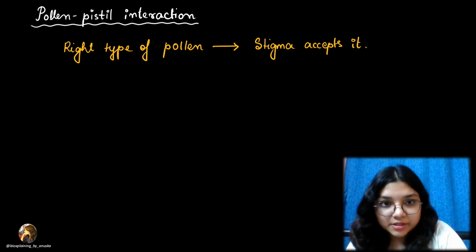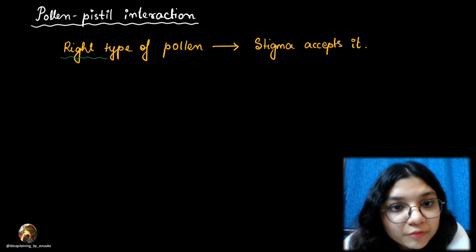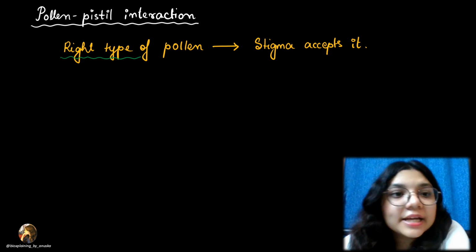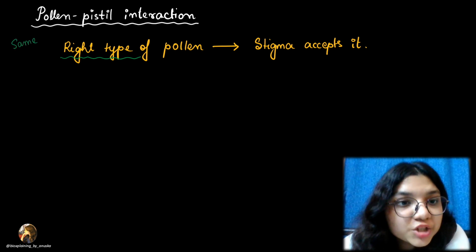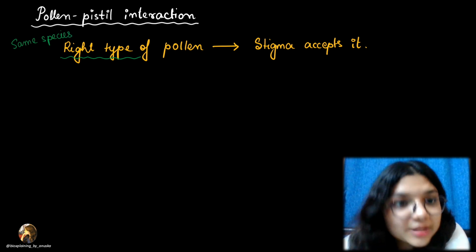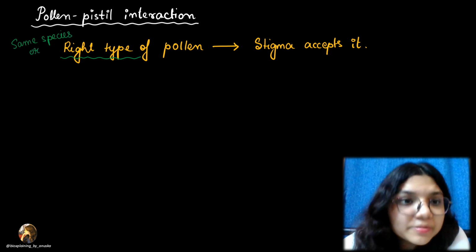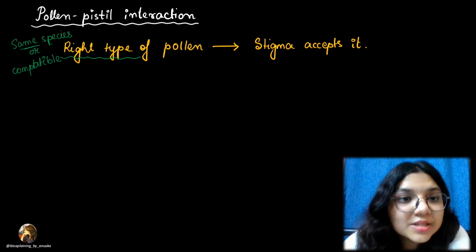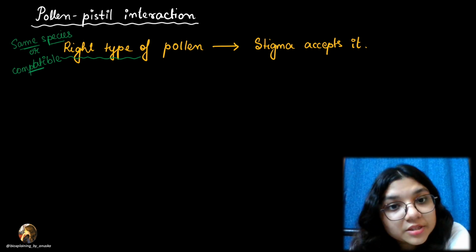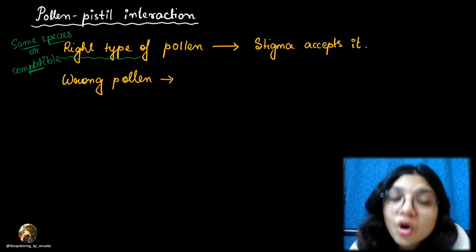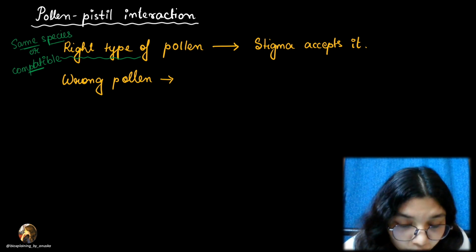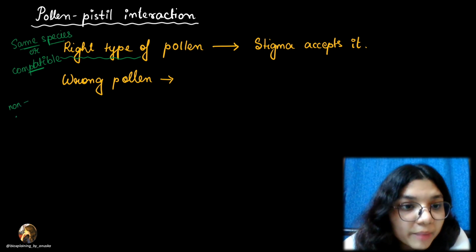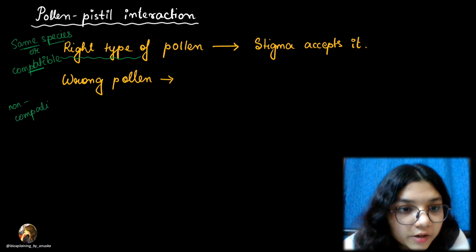Now, what happens is, in this pollen-pistil interaction, if you have the right type of pollen, then the stigma accepts it. What do we mean by the right type of pollen? Right type of pollen means that it is of the same species, or it is a compatible one. So if it is the right type of pollen, that is it belongs to the same species as the stigma, or it is compatible, then the stigma will accept it. But if it is the wrong pollen, what do I mean when I say wrong pollen? It might be non-compatible, right?